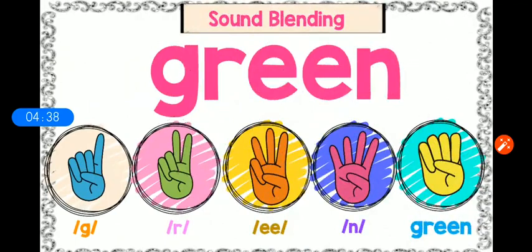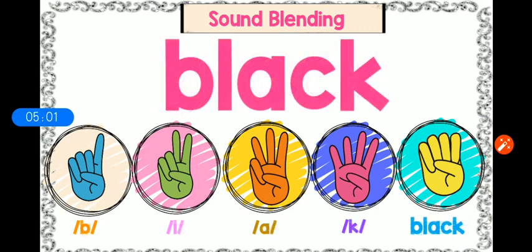We do. Now let's sound and blend everything. G, r, e, green. G, r, e, green. That's how to spell color green. Now let's check if we have another one.